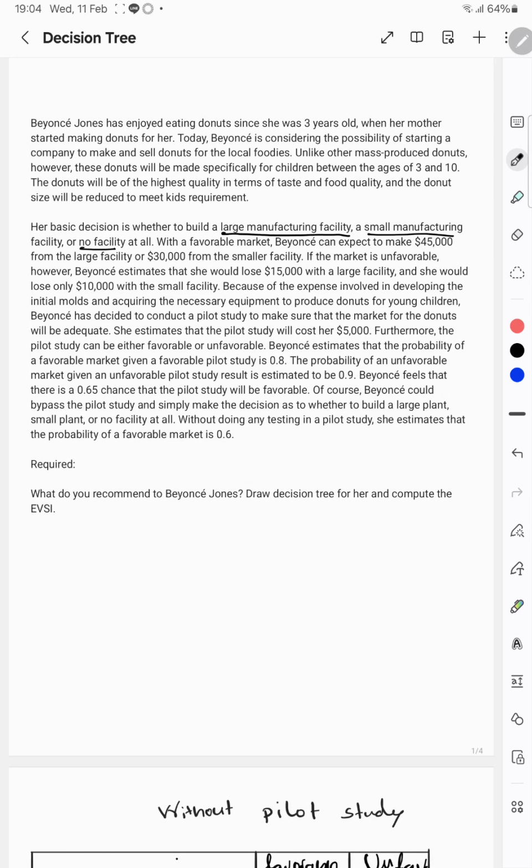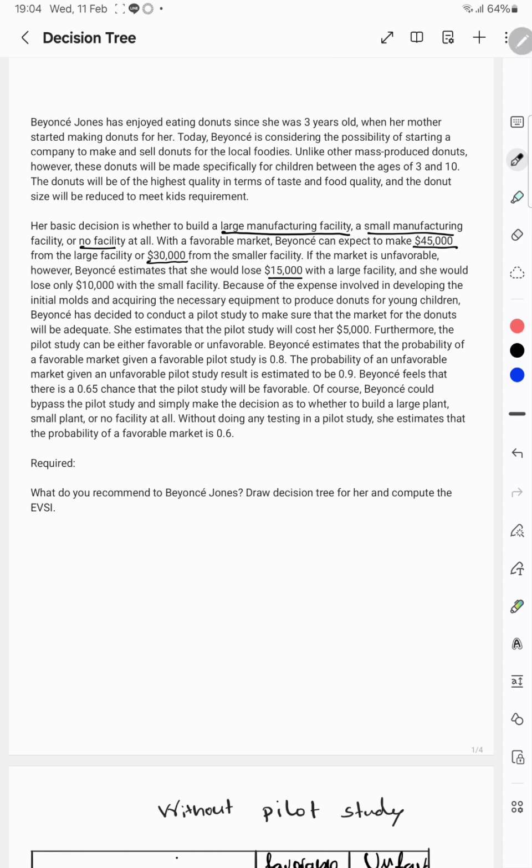There are two states of the economy. So there are two market conditions. One is a favorable market and another one is an unfavorable market. When the market is favorable, with a large facility she can earn $45,000, and with the small facility she can earn $30,000.